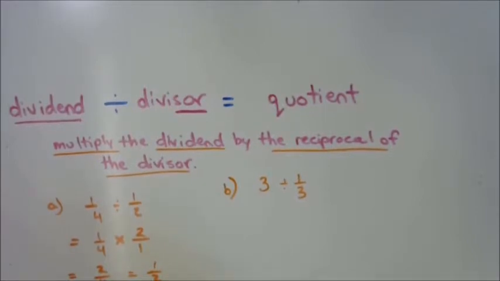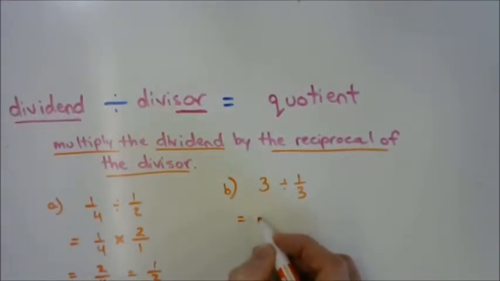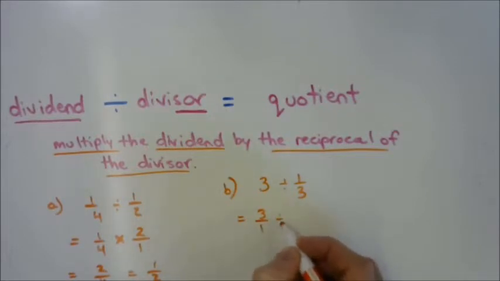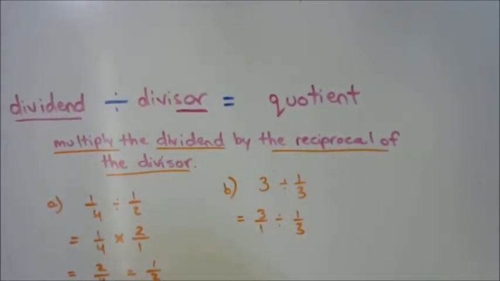Now this one's a little bit more challenging because this is a whole number. But remember, we could represent any number over 1. So here we go. We've got 3/1. I'm just going to rewrite this. If you don't need this step, then that's okay, but there it is.